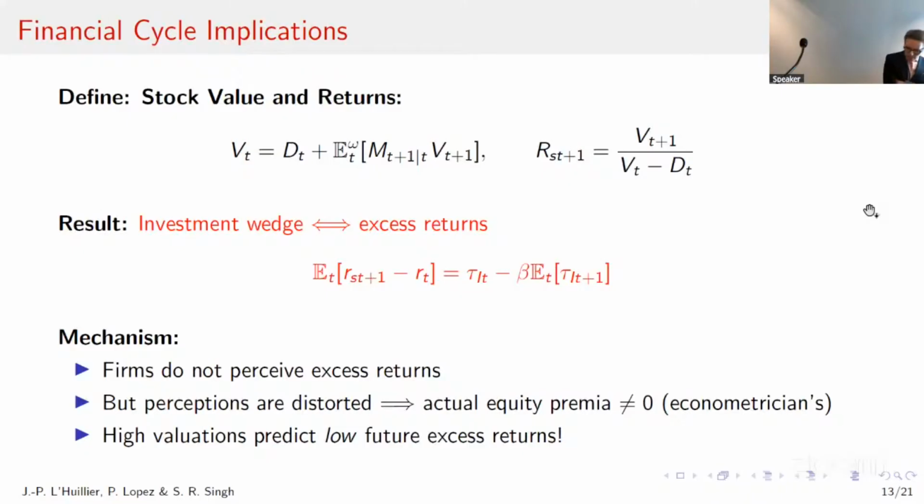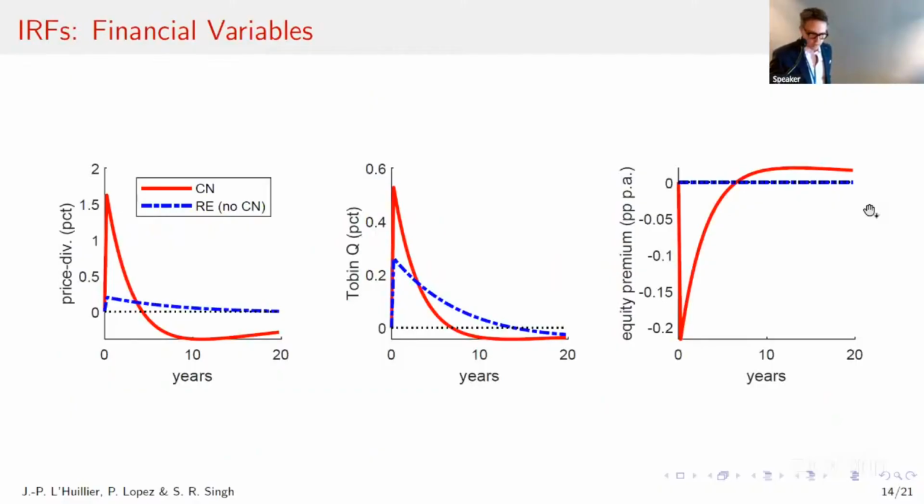Notice the mechanism here is that firms do not perceive these excess returns, but their perceptions are distorted. And so in reality, there's an equity premium from the point of view of the econometrician, where high valuations predict low future excess returns. Can I show the simulation, then I take your question? Okay, so in a simulation, you can see it this way.